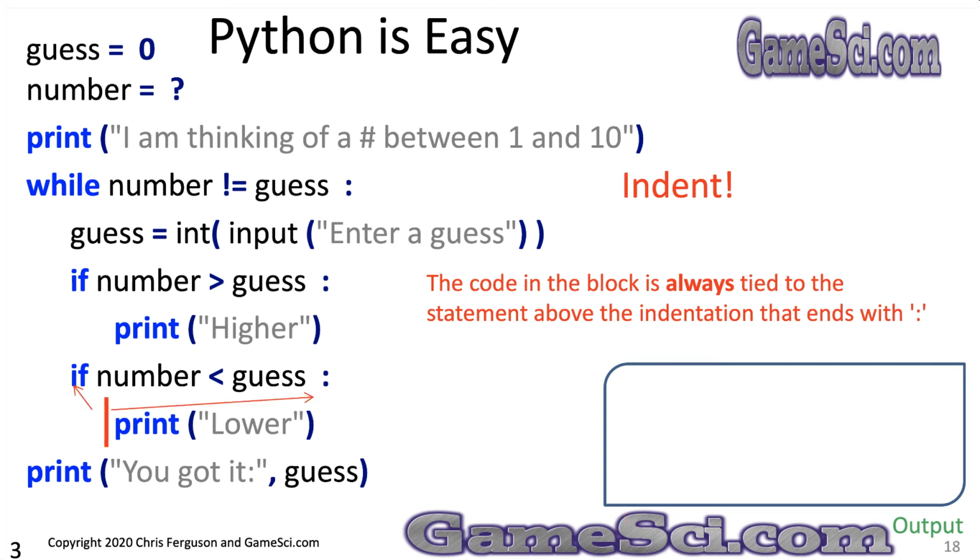The code in the block is always tied to the statement above the indentation that ends with a colon. Again, this is a very small block. It is 1 line of code that will execute when this if statement is true. You'll notice there's a pattern here. Everywhere you see a colon, there is an indented block after the colon. It is very important to indent your Python code properly. If it's in the indented block, it's part of a group. If it's outside the indentation, it means the group is done. It's over.